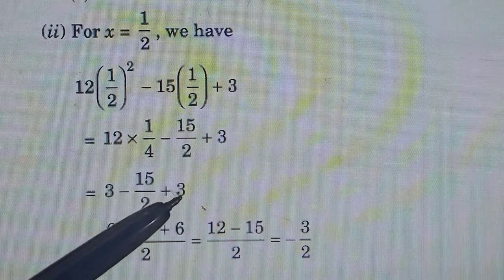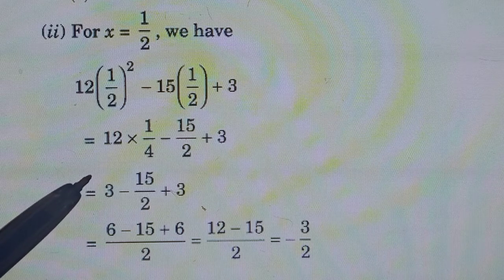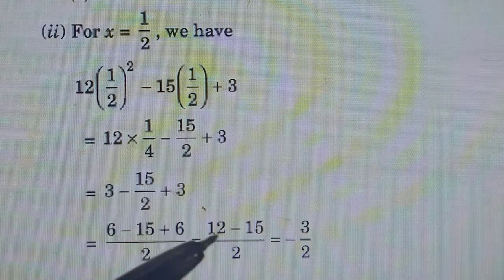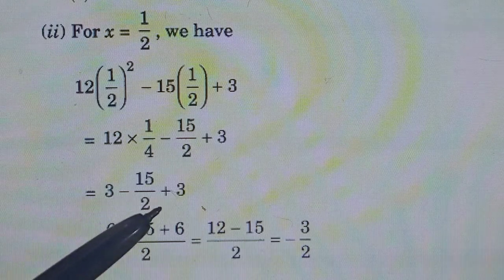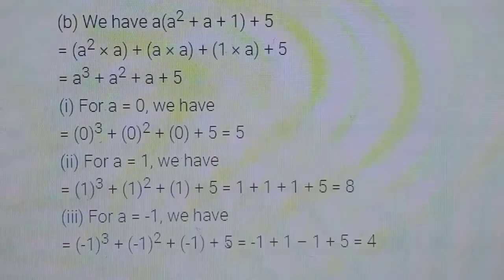So it's up to you. You can first put 3 plus 3, 6 together, and then taking LCM, 6 twos are 12, and minus 15 plus 12, that gives you minus 3 by 2. Or maybe straight away taking LCM, and this way you get your solution.